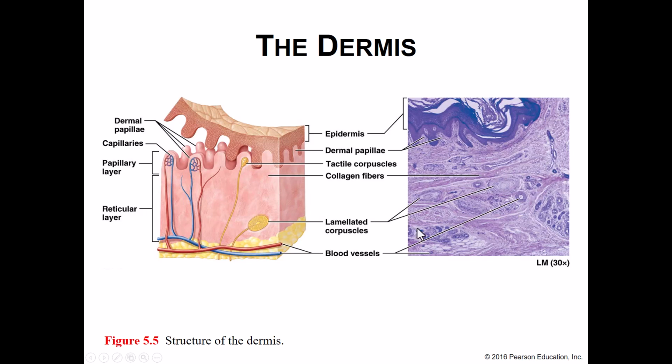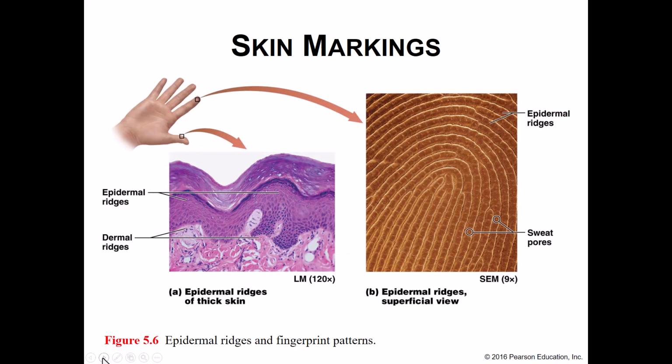Here's a photomicrograph of our dermis over here. And as I just mentioned, those epidermal ridges that are formed by the dermal papillae are what give us our fingerprints. And you have sweat pores. So that would be our eccrine sweat glands, because they empty directly onto the skin surface in all of these epidermal ridges. And that's why we leave behind fingerprints, because we leave behind a layer of sweat on anything that we touch.